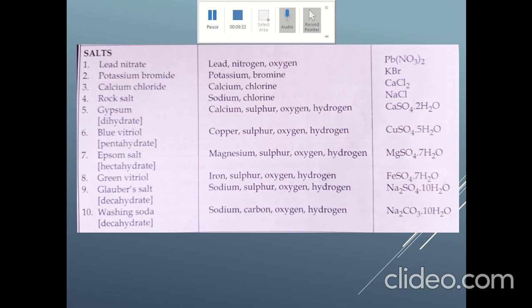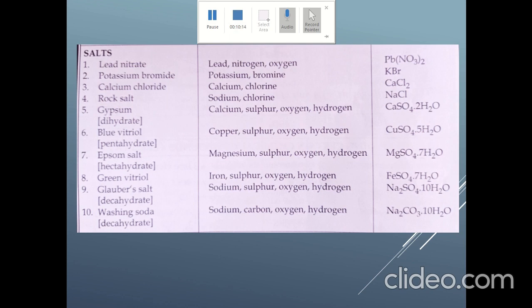Next is green vitriol. It consists of iron, sulfur, oxygen, hydrogen, FeSO4.7H2O. 7 molecules of water, so it is also heptahydrate. Next is Glauber's salt. It consists of sodium, sulfur, oxygen and hydrogen. Its formula is Na2SO4.10H2O. As it consists of 10 molecules of water, it is called as decahydrate.